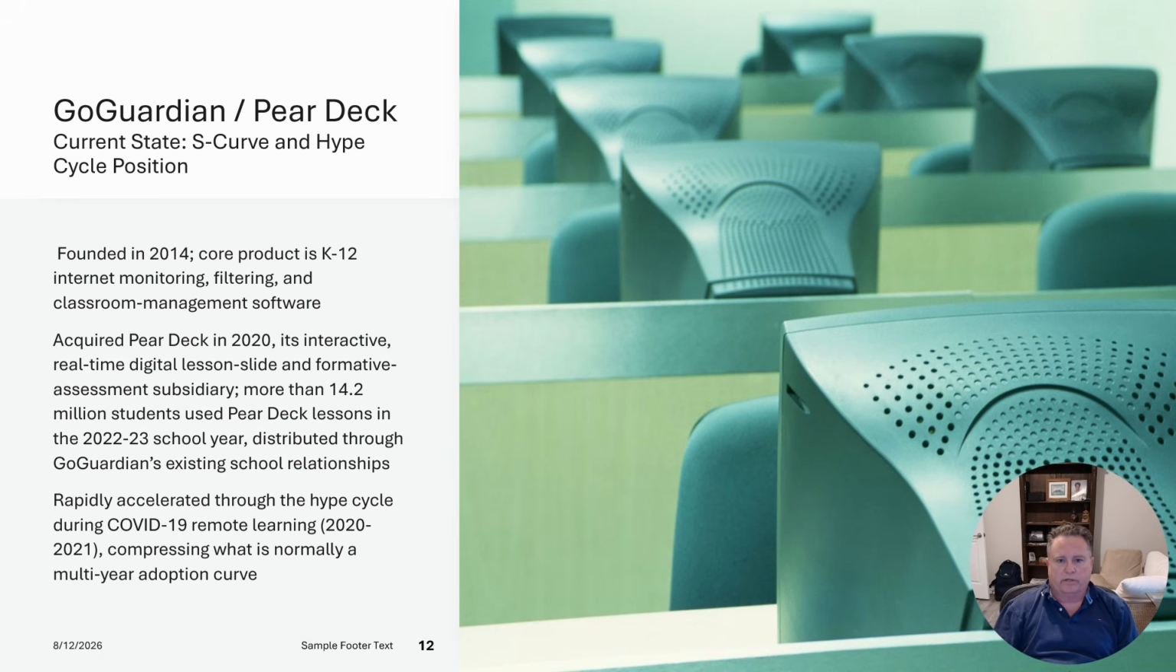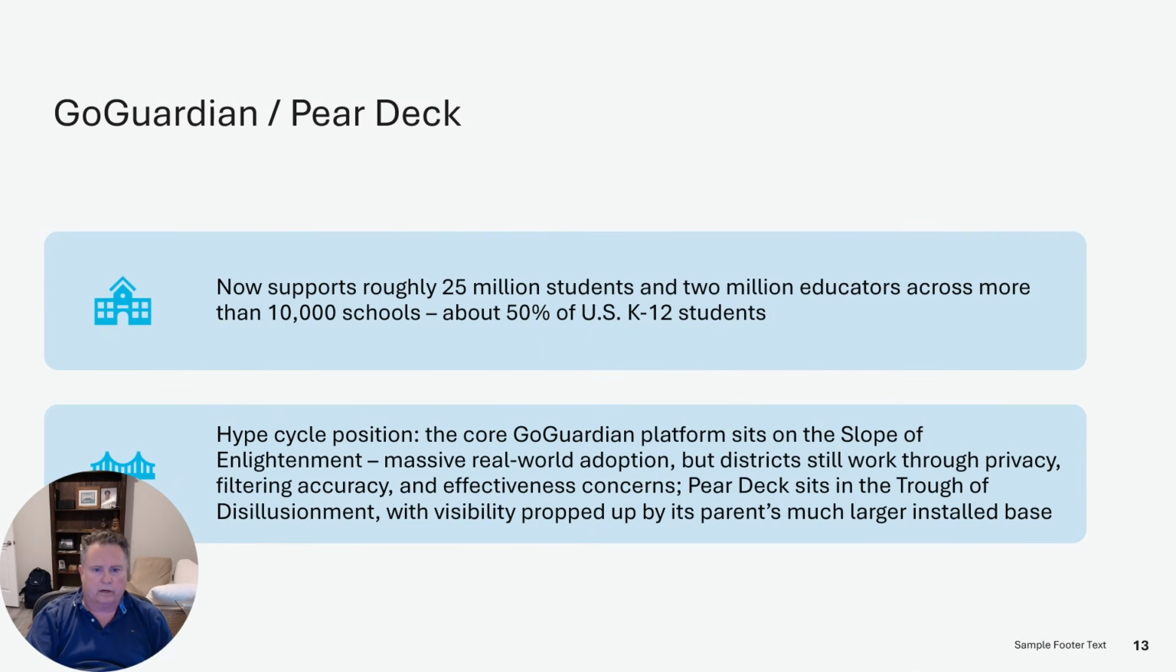And PeerDeck had more than 14.2 million students that used the lessons in the 2022-23 school year, and this is distributed through GoGuardian's existing school relationships. GoGuardian and PeerDeck had rapidly accelerated growth as far as the hype cycle is concerned through COVID-19, with all the remote learning taking place in 2020 through 2021, which actually compressed what is normally a multi-year adoption curve. So that was grossly and markedly accelerated due to the circumstances. GoGuardian PeerDeck now supports roughly 25 million students and 2 million educators across more than 10,000 schools, which is about 50% of U.S. K-12 students.